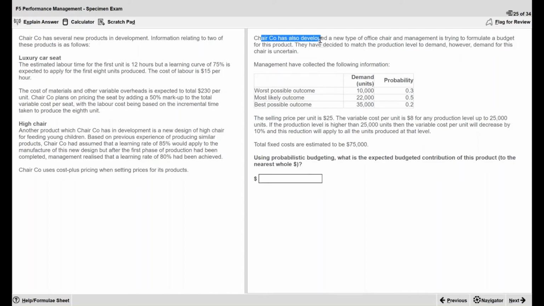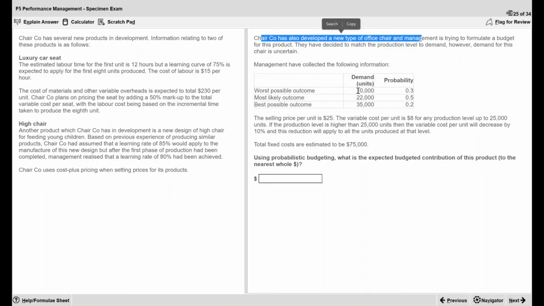Chairco has also developed a new type of office chair, and management is trying to formulate a budget for these products. They have decided to match the production level to demand. However, demand for this chair is uncertain. Management have collected the following information.